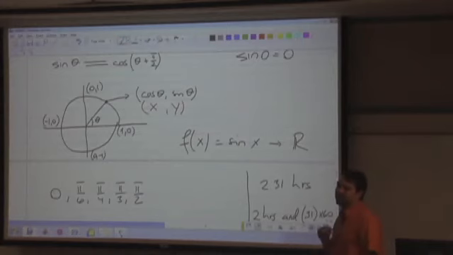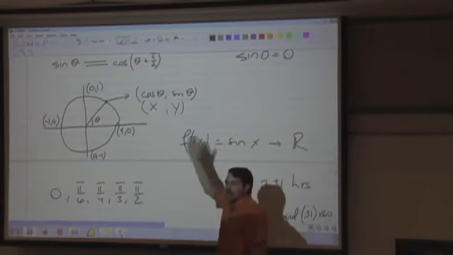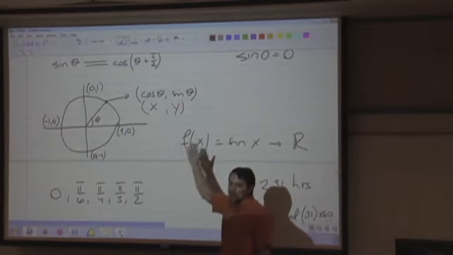Positive. Why positive? Both x and y are negative. Yeah. Remember what tangent is? It's sine divided by cosine. If they're both negative, that makes it positive. Does that make sense?